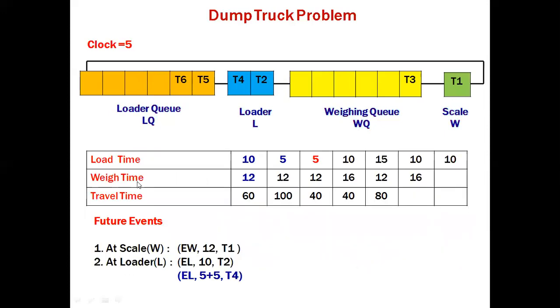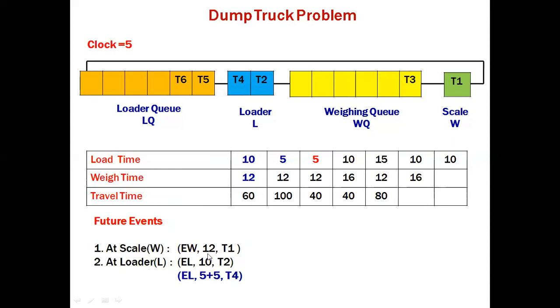Okay, so according to this one, again we will have to find the future events. At scale, do you have any changes? No, we did not make any change, so it is remaining as usual. At loader, T2 was already there on the loader, right? So we are not making any change. Now what is the next truck which is on the loader? T4. So for T4, we have to write the future event. At scale, the same thing. At loader, the first one T2 remains unchanged, and now for T4 we are writing the future event.